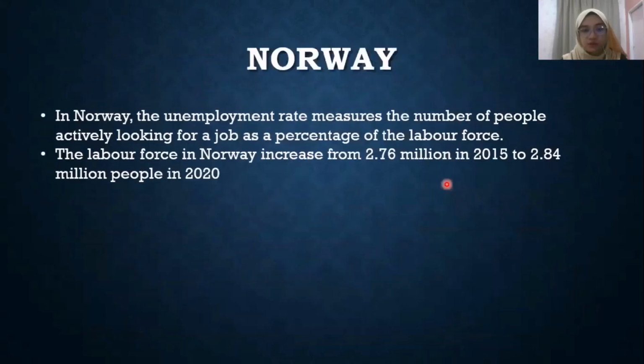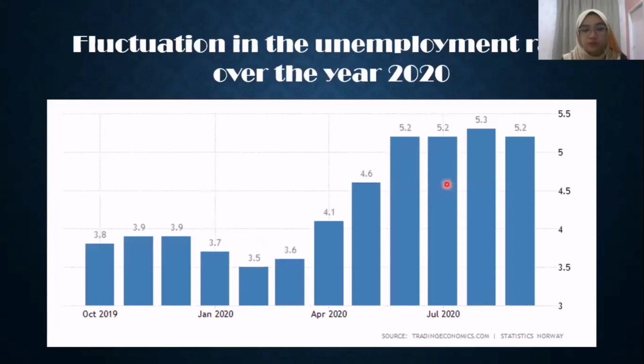Next is Norway. In Norway, the unemployment rate also measures the number of people actively looking for a job as a percentage of the labor force. The labor force in Norway increased from 2.76 million in 2015 to 2.84 million people in 2020. Before the coronavirus outbreak, the unemployment rate in the sector was 3.4%. However, the rate increased to 10.5% in November 2020.